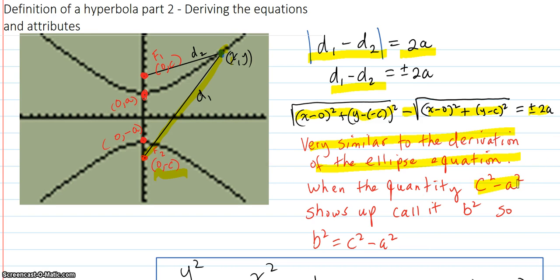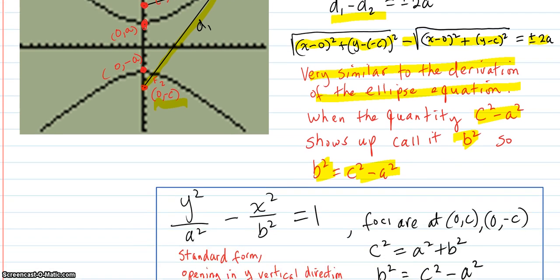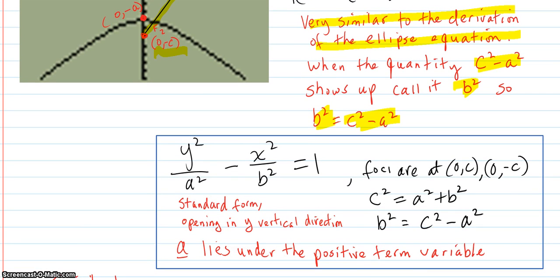When the quantity c squared minus a squared shows up, and it will, call it b squared, so that b squared is c squared minus a squared. And then b will have a special interpretation, because if you do that, the equation that finally results is this one right here.